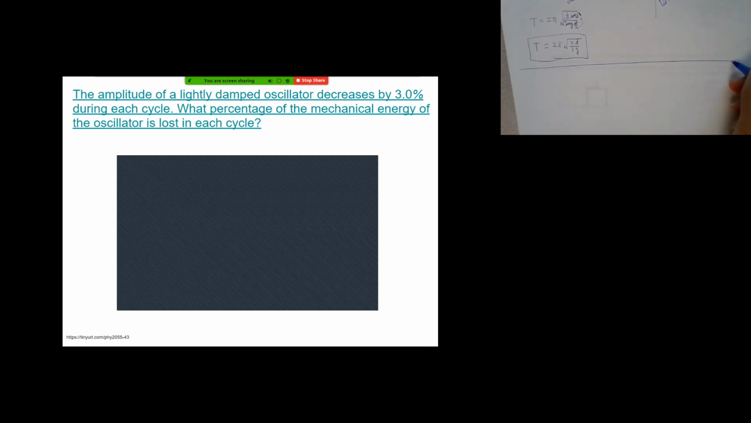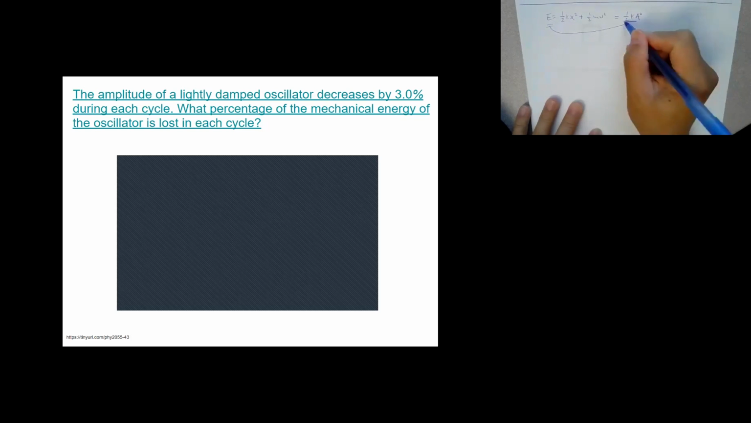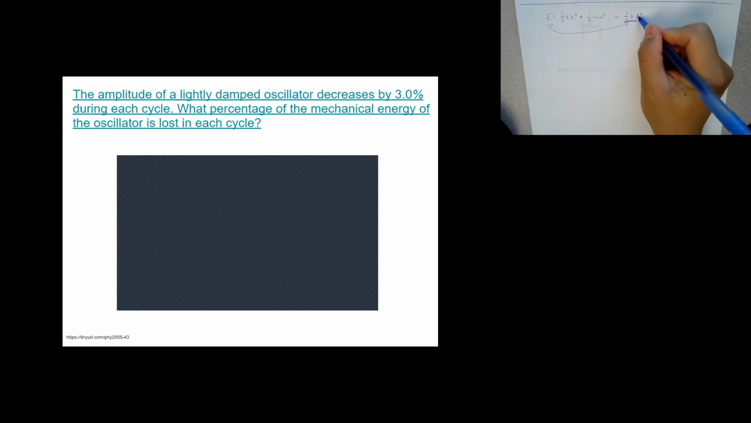Basically, if you remember from the first or second section of this textbook, the mechanical energy of the oscillation is equal to 1/2 kx squared plus 1/2 mv squared, and that's equal to 1/2 k times the amplitude squared. So you can relate the mechanical energy to the amplitude. In this case, if the amplitude decreased by 3%, how much is the mechanical energy decreased? Give it a try. We can take a look at the solution together in a few minutes.